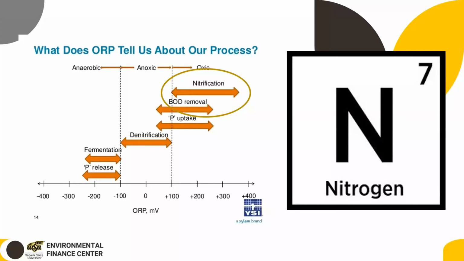Okay, so for nitrogen, we've got two environments. We've got the environment for ammonia conversion to nitrate, call that nitrification. That's an aerobic process, happens in the aeration tank when the air is on. And you can measure that with the ORP. I've got a target I like for nitrification, about a positive 150.